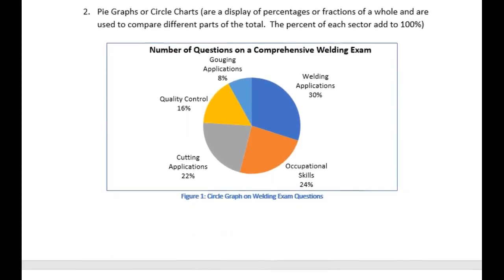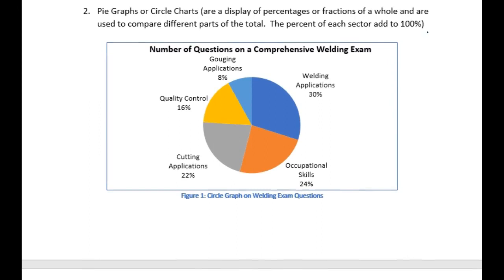The whole idea of that is basically showing percentages of a whole. Pie charts are displayed as percentages or fractions of a whole, and are used to compare different parts of a total. The percent of each total should add up to 100%. So when you're looking at a pie chart, it should be representative or proportional to that 100%. You can think of it as a fractional way of presenting.